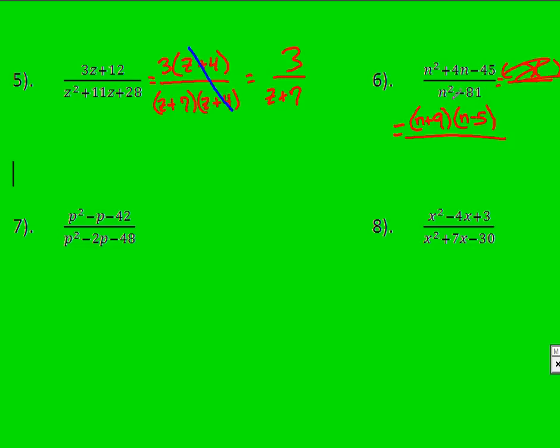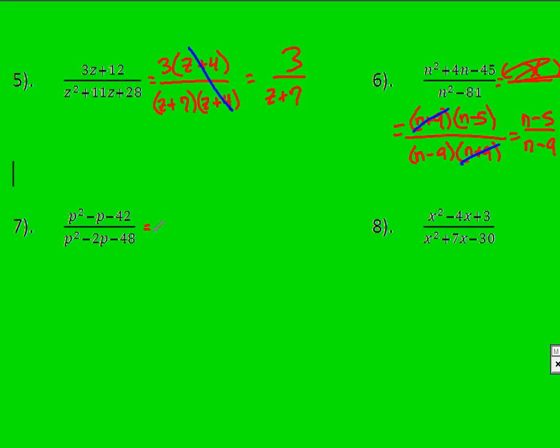You need to identify the squares immediately. So anytime you see 2 terms, do you think in square roots? So what you're going to get here is n minus 9 and n plus 9, because 9 times 9 gives you 81. And again, you should have things canceling out. They do, leaving you with n minus 5 up top, n minus 9 on the bottom.